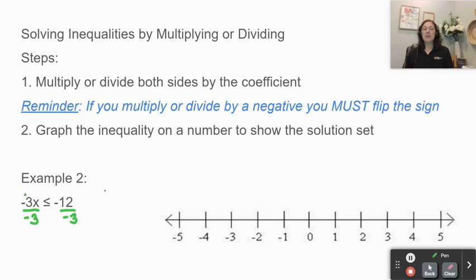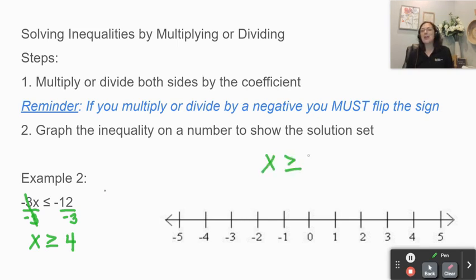Negative 3 divided by negative 3 gives me 1x. Now I have to flip the inequality. So instead of a less than or equal to, now it's a greater than or equal to. Negative 12 divided by negative 3 gives me positive 4. If you have trouble with your negatives, definitely check out that Desmos graphing calculator that I put in the description below. And now I'm ready to graph my solution set.